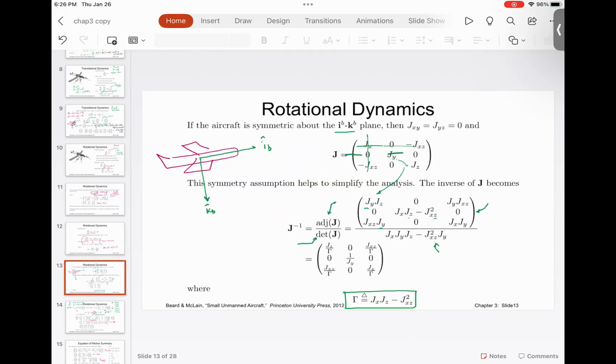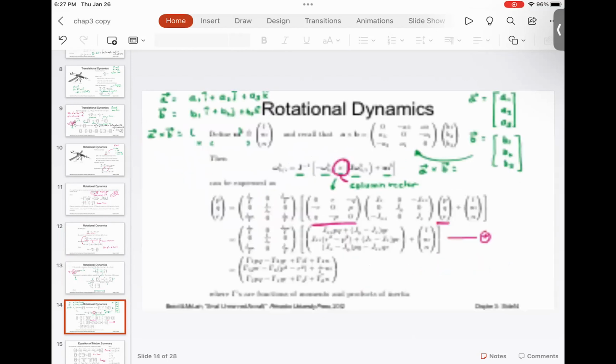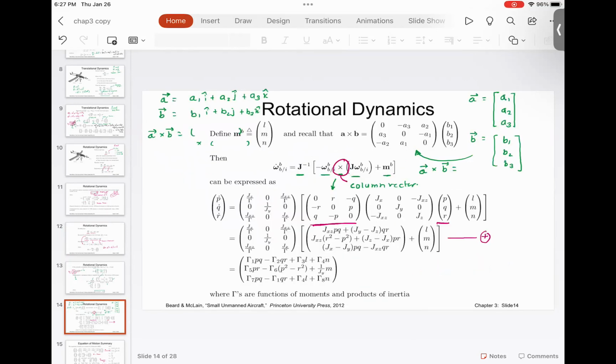And then what happens is, you have this inertia matrix. And please understand, the aircraft is like a cylinder with wings. So the axis of symmetry is IB and KB. So basically in that plane, the aircraft is symmetric. So you get zeros as the off-diagonal terms. You find the J inverse, which is the inverse of the J matrix.